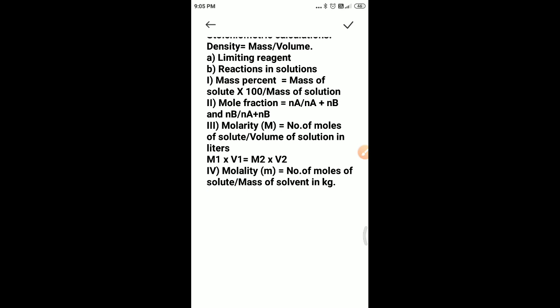We know that the molality of a solution does not change with temperature, since mass remains unaffected by temperature.